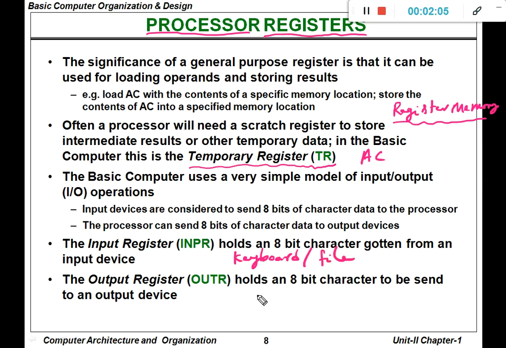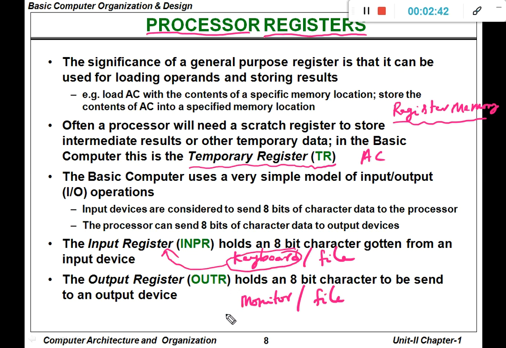Similarly, the output is sent to one of two places. We can send the output to a monitor, or we can send the output to a file also. For reading the data from the keyboard, whenever we press a key, either an alphabet or a special character, that keyboard key must be stored temporarily in a register. That register is nothing but the input register, INPR.